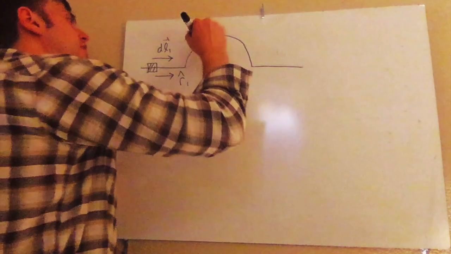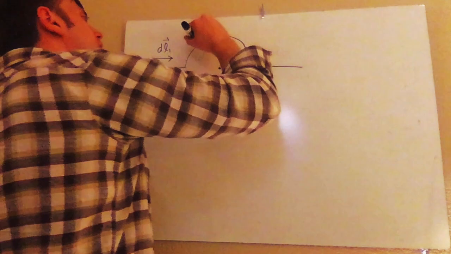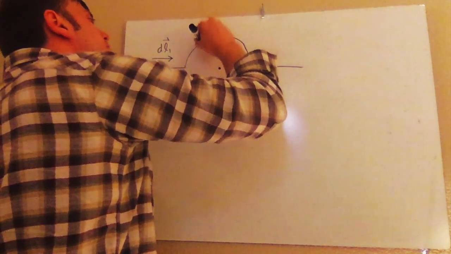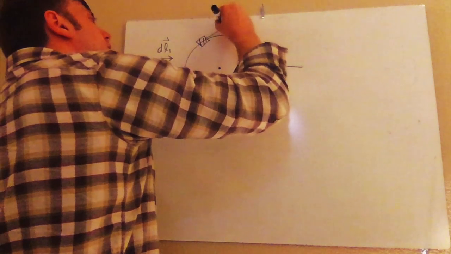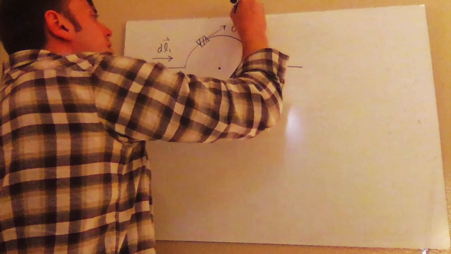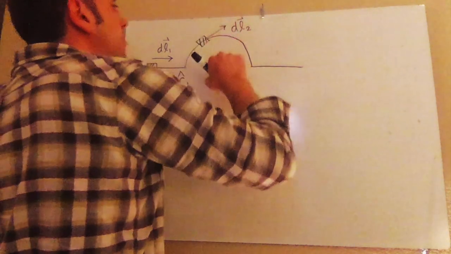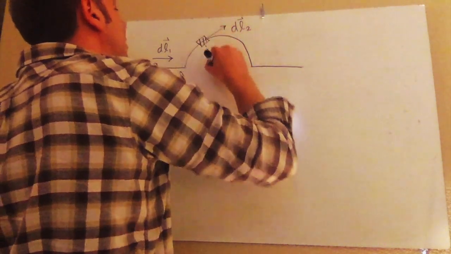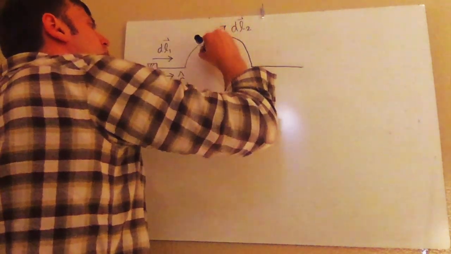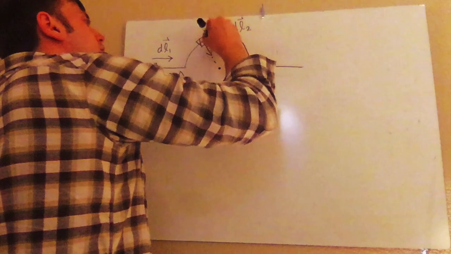Okay, the next thing is, if we're on the curved segment of wire, let's draw a little current element on this part. Our dl vector is going to go along with the current. Let's call that dl2. And then the r vector is going to be pointing from the current element to the point. So this will be r2.